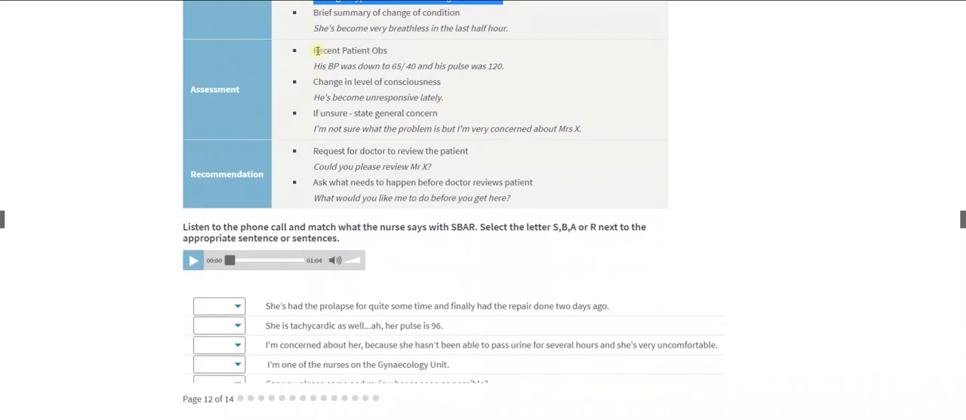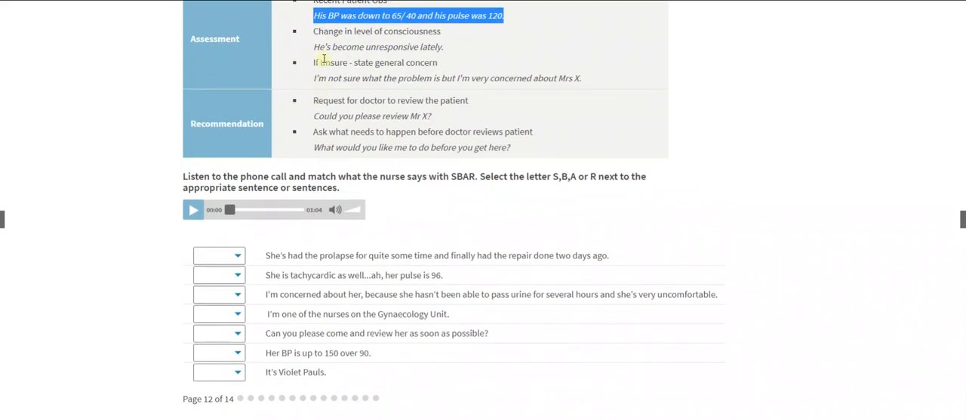Next is the assessment part, your assessment. Here is an example: his BP was 65/40 and his pulse was 120, and he has become unresponsive lately. This is all assessment. You are assessing the patient's condition.